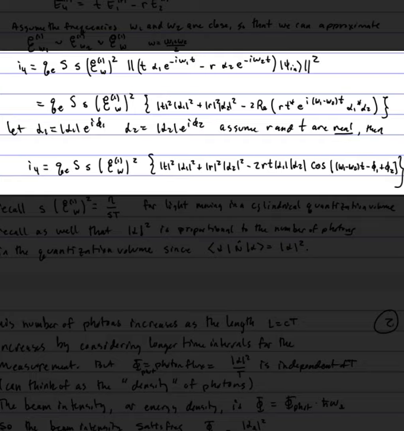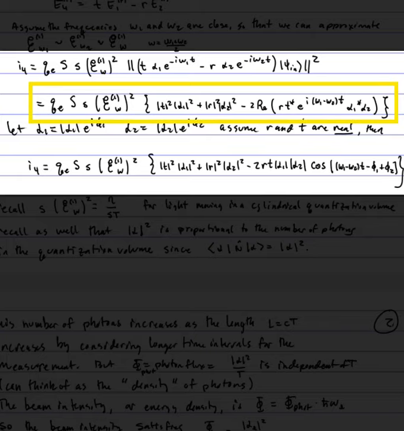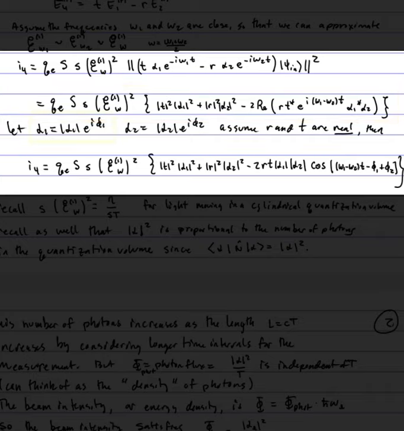So evaluating that norm then gives us absolute value of t squared, absolute value of alpha 1 squared, plus absolute value of r squared, absolute value of alpha 2 squared, minus 2 real part of r times t star times e to the i (omega 1 minus omega 2) t times alpha 1 star alpha 2. We're going to let alpha 1 be represented by its modulus, absolute value of alpha 1 times its phase, e to the i phi 1. Alpha 2 will be the same, modulus alpha 2 e to the i phi 2. And we're going to assume r and t are both real. And then we get the following expression.